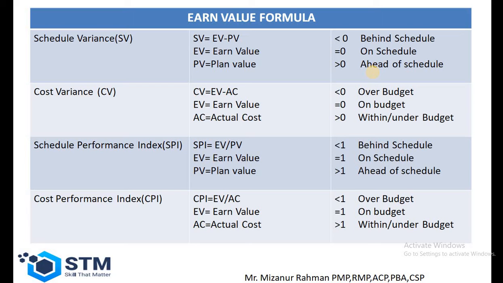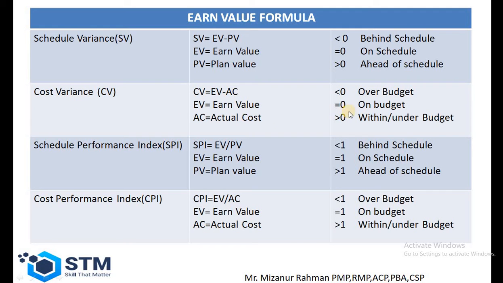We can say that the value of the schedule variance, if it is our expectation, should be 0. If it is less than 0, then our schedule is not working as per our expectation. If the value of the schedule variance is equal to 0, that means we are on schedule. That means we are working according to our plan. So now we come to the cost variance.